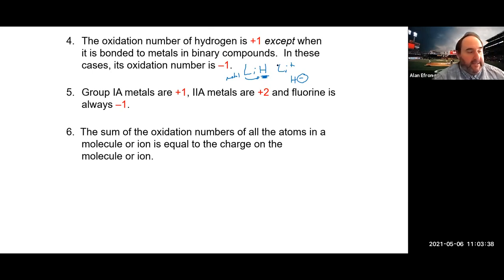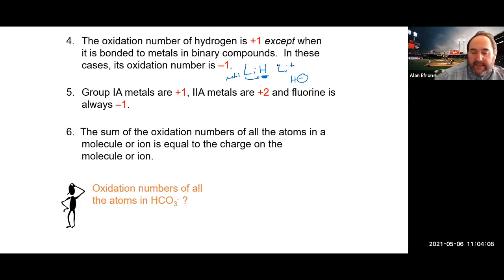The other important thing is that when we add up all the oxidation numbers for a molecule or ion, it needs to equal the charge. So if the overall charge is 0, when you add up the grand total of everybody's oxidation numbers, you do need to end up at 0. If the overall thing is an ion and it has a charge of, say, -1, when you add up all the oxidation numbers, it does need to equal -1.